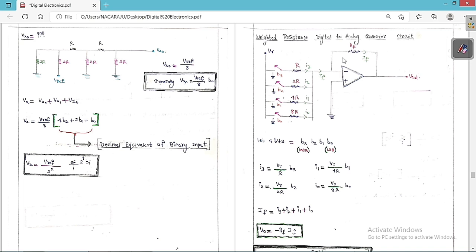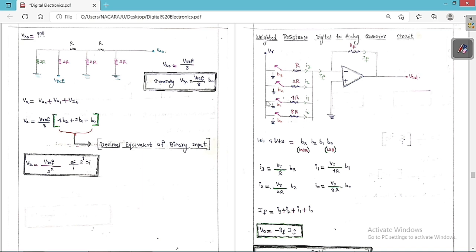So now we will go for another type of DAC. This is the second type of DAC: the weighted resistance digital to analog converter circuit, or simply the weighted resistance DAC type circuit. We can see clearly this is the circuit. See, these are the resistances. Let me assume this is resistance R, this is 2R, this is 4R, this is 8R. It is doubling each time. R doubled is 2R, 2R doubled is 4R, 4R doubled is 8R. Next, 8R doubled is 16R. Like that you have to double each time.